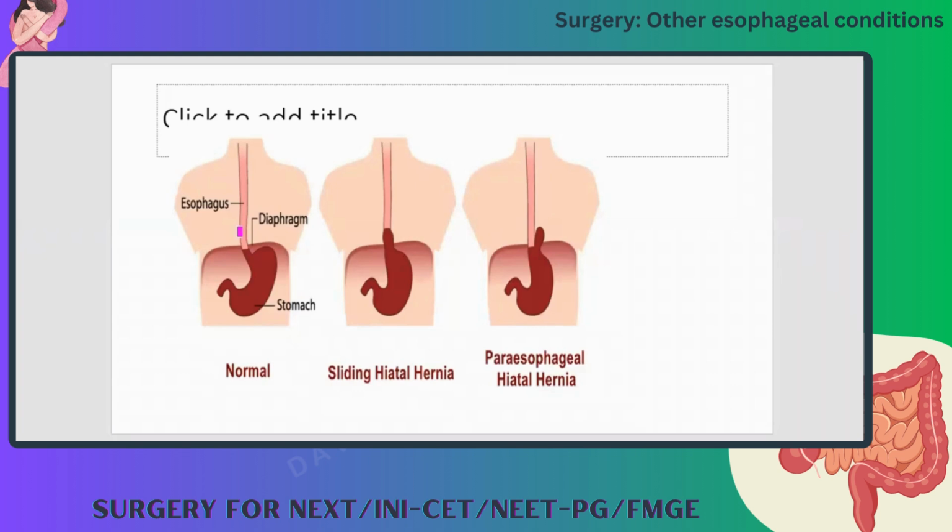So see here, this is the normal esophagus, stomach and diaphragm. Please look at the sliding hernia and the paraesophageal. Two types of hernias are there, sliding hernia and paraesophageal hernia. What is the difference? Can anybody look at that and tell me what is the difference between these two, sliding and paraesophageal?